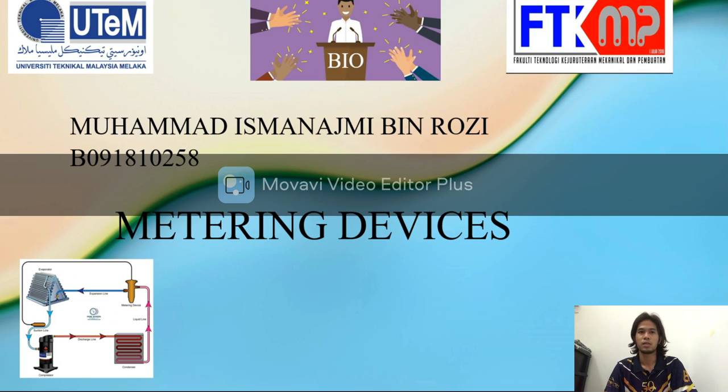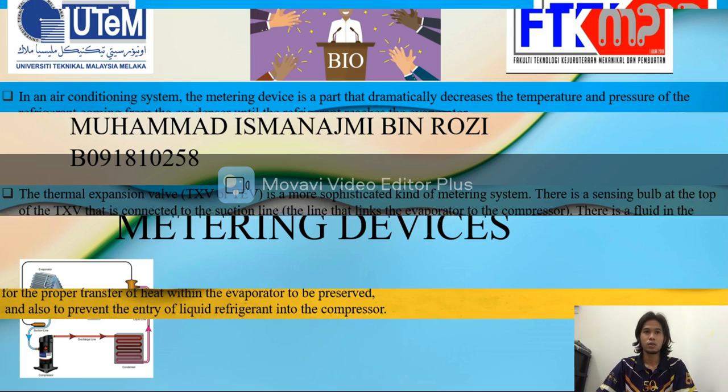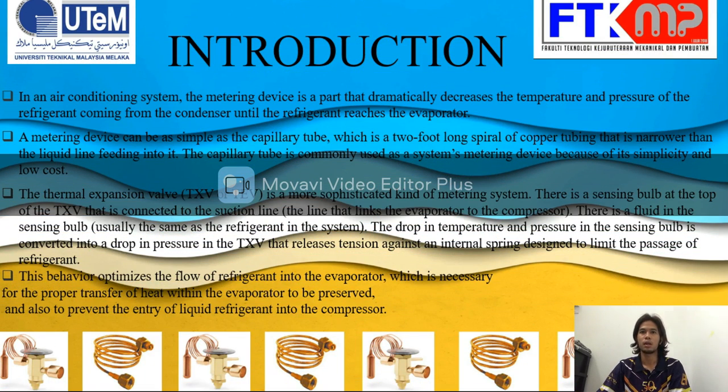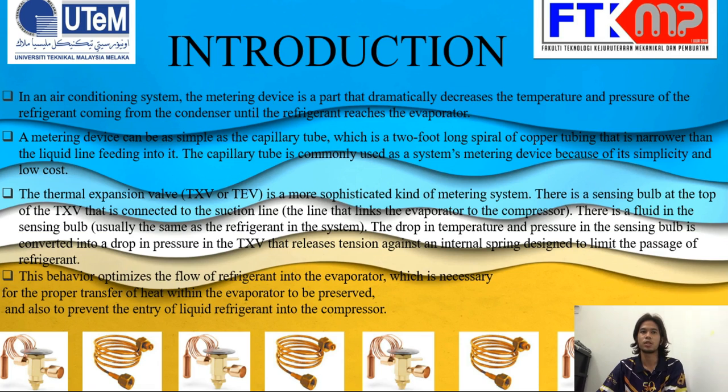So I want to present about the metering device. The metering device is a part that dramatically decreases the temperature and pressure of the refrigerant coming from the condenser until the refrigerant reaches the evaporator.